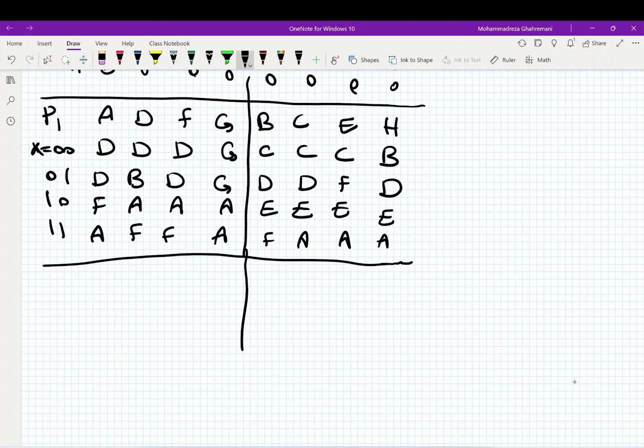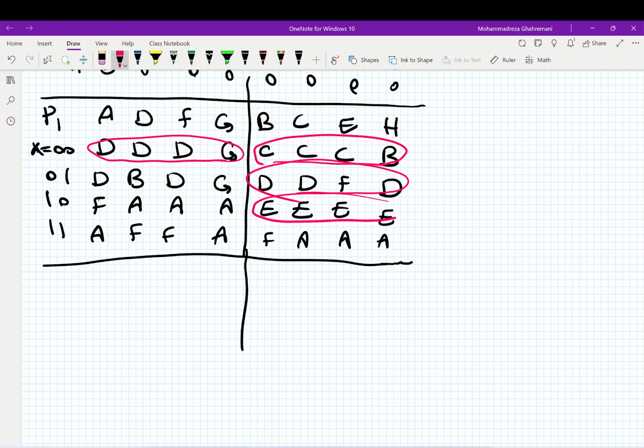Now it's time to examine. D and G are in a single block. C and B are in a single block. D and F are in a single block. E, of course, single block. F, A, single block. A, F, single block. F, A, F, single block.